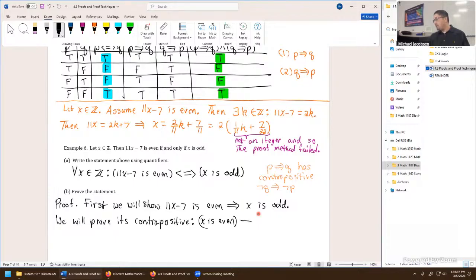We want that to imply, so that's this part of the contrapositive, the negation of the original hypothesis. That's this part right here, but negated, it's just saying 11x minus 7 is odd. So that's the statement we're actually going to prove. And when we go through the proof, we'll declare all variables, we'll quantify every variable that comes up, and try to land on 11x minus 7 is odd.